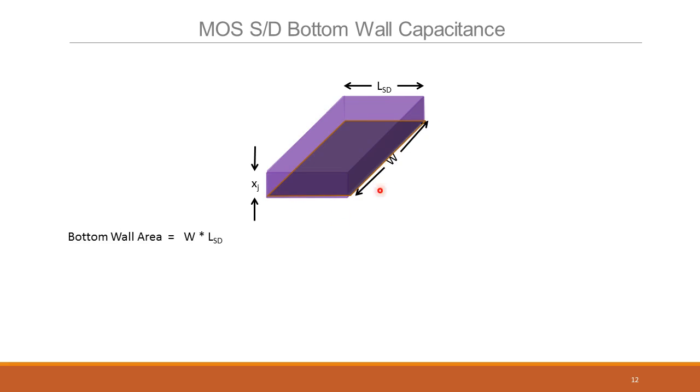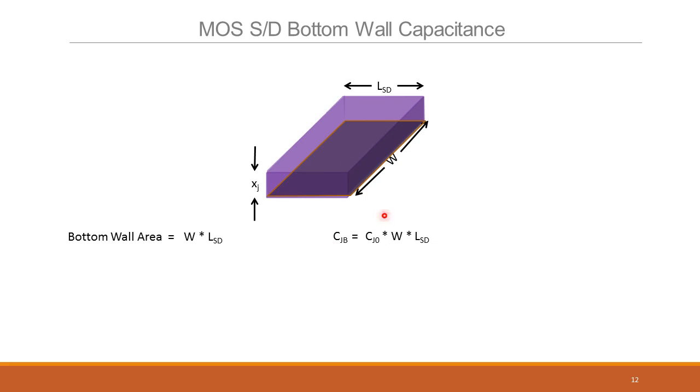Bottom wall area is W into LSD. Very simple. There's nothing more to it. W into LSD. Okay. So the net effective capacitance is the capacitance at 0 voltage into W into LSD. Nothing but capacitance per unit area into the area, where CJO is the net capacitance at 0 voltage.